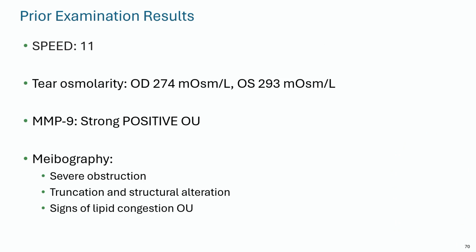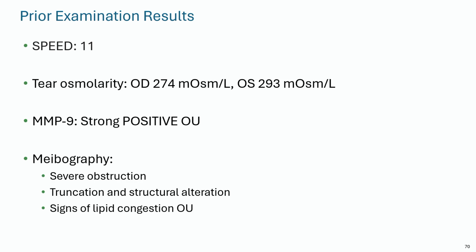Speed test, it's 11. Anything over 6 in the speed test is abnormal. His tear osmolarity is 274 in the right and 293 in the left. Osmolarity is a really interesting thing if you really, really study it. There is no normal or abnormal. There's only high or low, symmetric or asymmetric. He's got a low tear osmolarity, so we know he probably doesn't have aqueous deficient dry eye. He's got asymmetry, so we know he's got loss of homeostasis. So we know that he's got a problem on the surface of his eye.